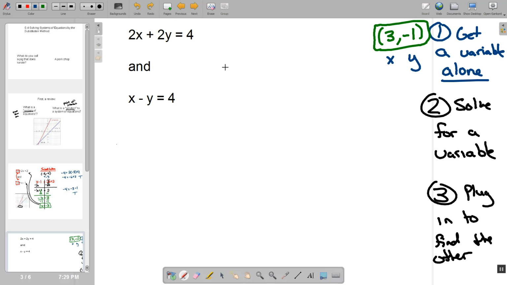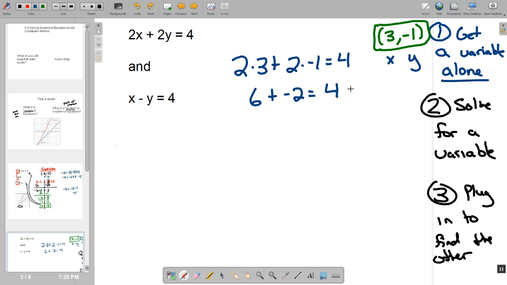So the top equation, I do 2 times 3 plus 2 times -1 equals 4. That's 6 plus -2 equals 4. That is a true statement, so we know we're half correct. The second part is 3 minus -1 equals 4. Minus a negative is like addition. So it's 3 plus 1 equals 4. That is also a true statement.